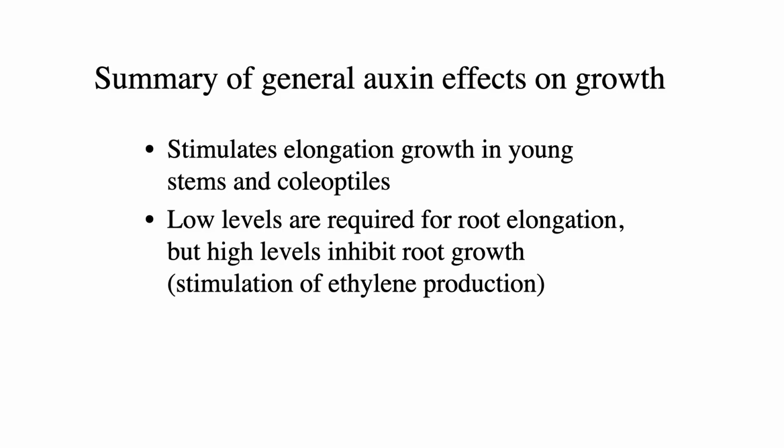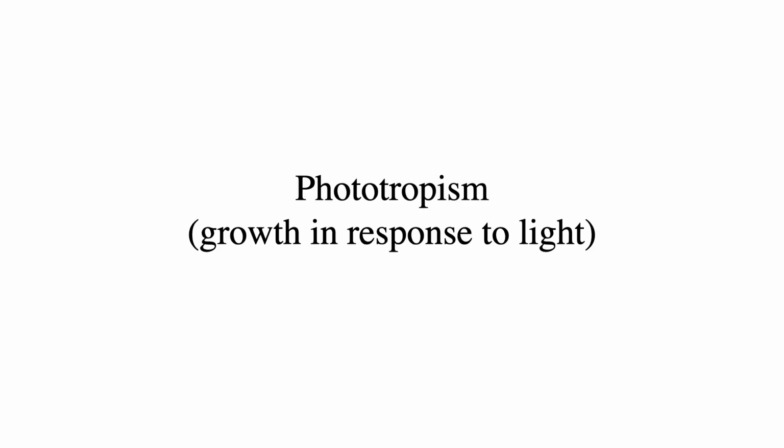So to summarize the general auxin effects on growth, auxin stimulates elongation growth in young stems and coleoptiles, and low levels are required for root elongation, but higher levels inhibit root growth by stimulating the production of ethylene.